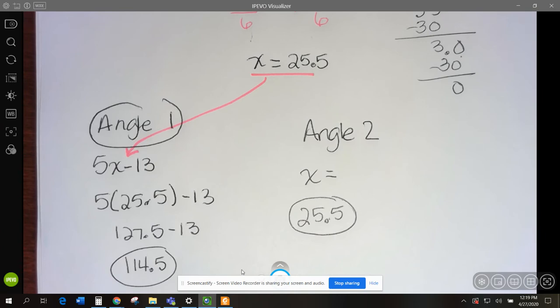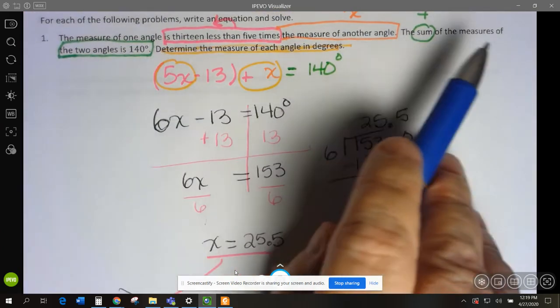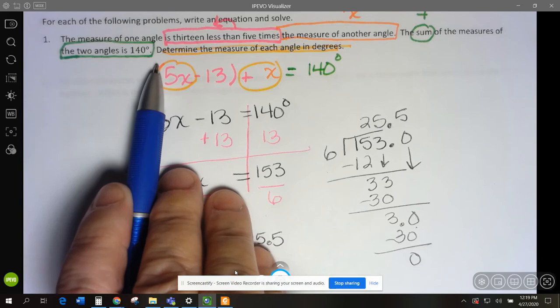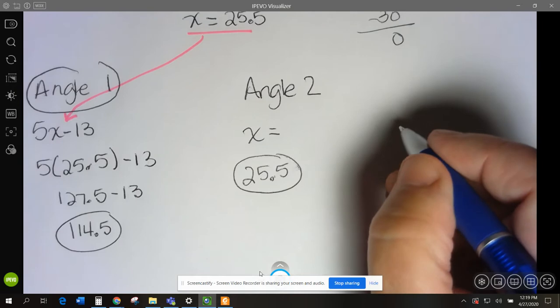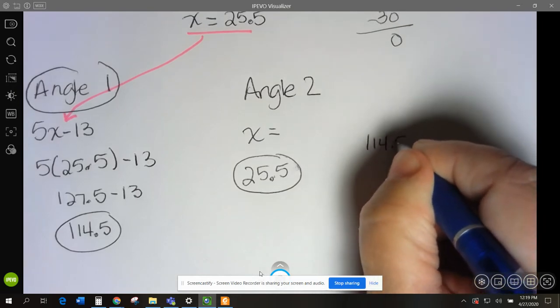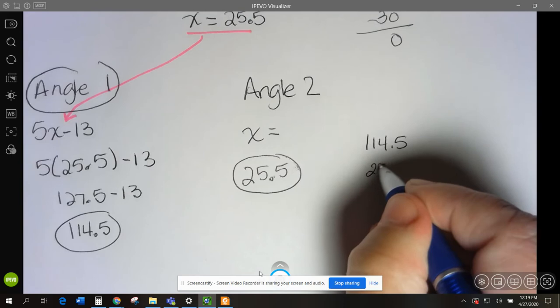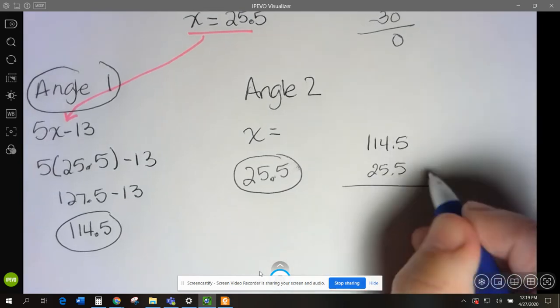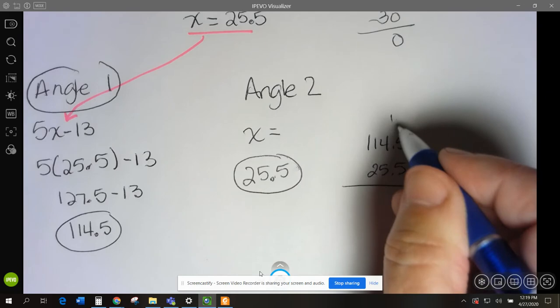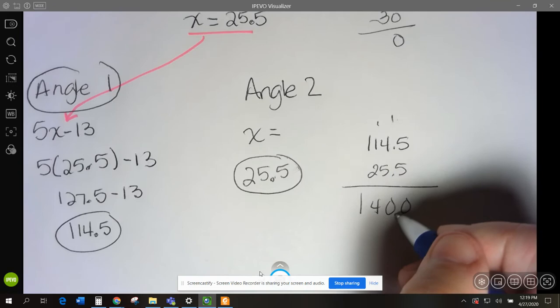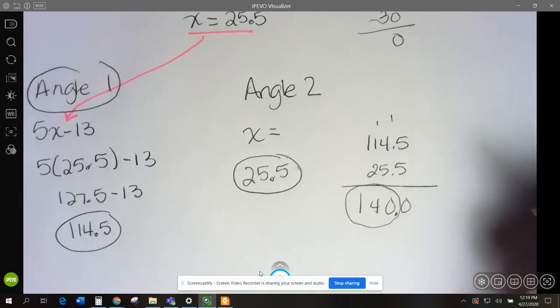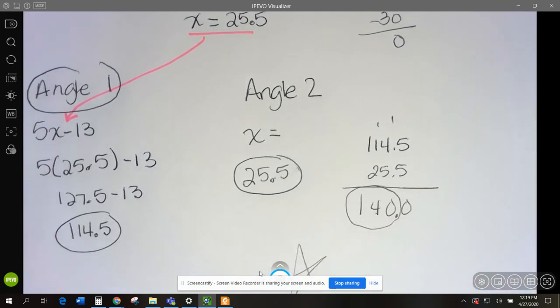To check this, the problem said that the sum of the measures of the two angles is 140 degrees. Let's make sure angle 1 plus angle 2 is 140 degrees. 114.5 and 25.5, we add those together. Bring down the decimal and we get our 140. So it all works out. Let's go on to problem number 2.